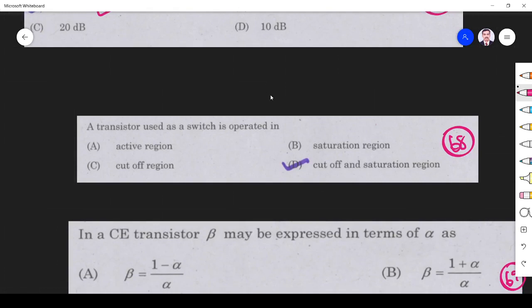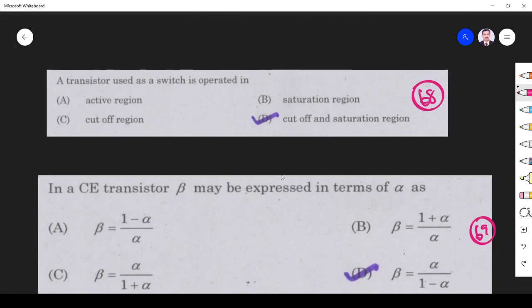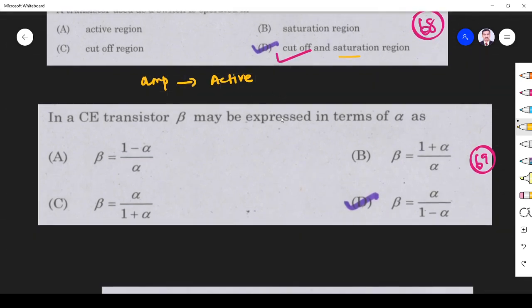Next question: a transistor used as a switch is operated in cutoff and saturation. A transistor as an amplifier is used in the active region. For a switch, it will operate in the cutoff and saturation regions. Okay, you see the relationship between beta in terms of alpha. Beta is equal to alpha by 1 plus alpha. So this is wrong. This is the right answer.